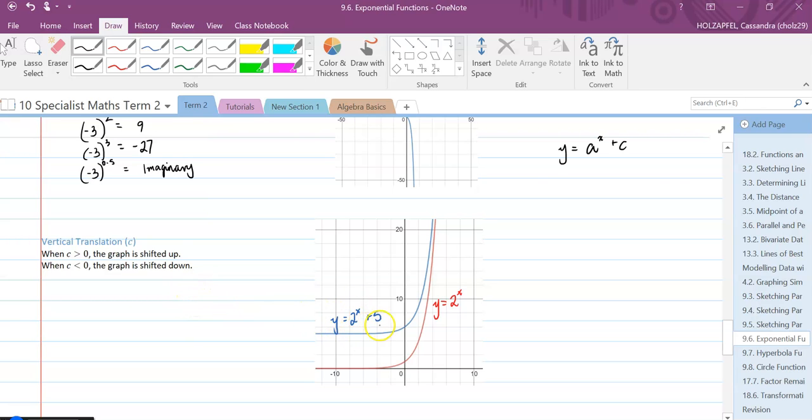So I've got the graph of 2 to the power of x plus 5 here, and you can see that this has been shifted up 5 units. But other than that, it's the exact same graph. When c is negative, so when c is less than 0, this is going to shift the graph down.